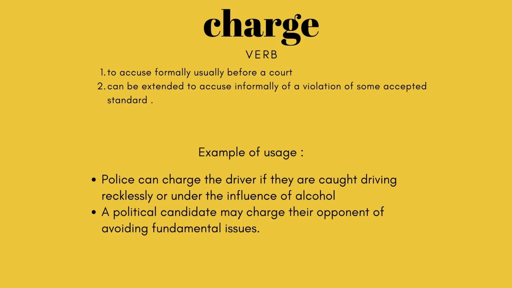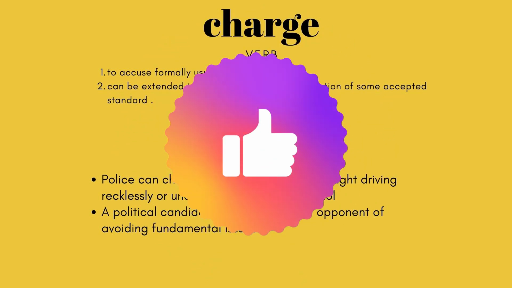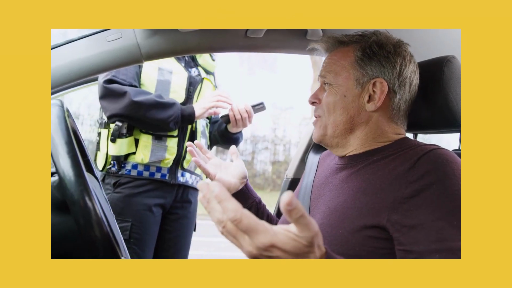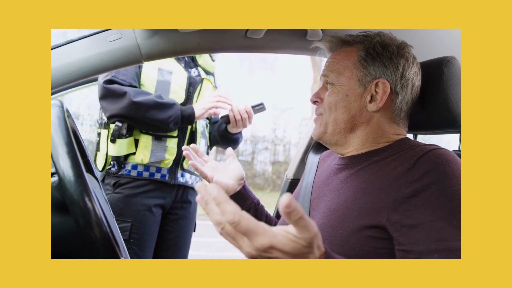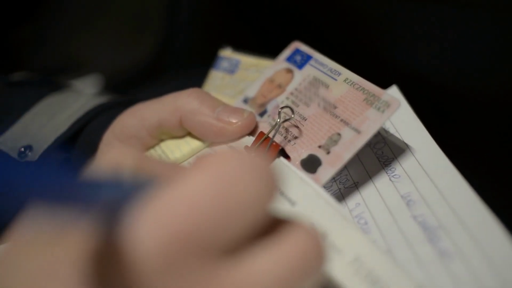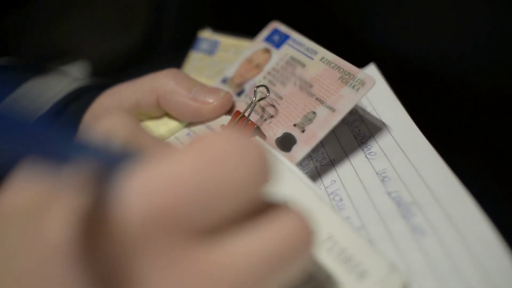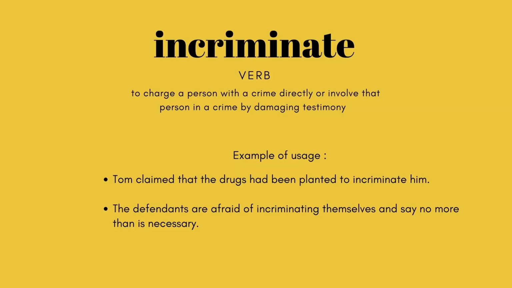The next word on our list is charge. To charge in the context of declaring a person to be guilty is a verb that means to accuse formally, usually before a court. By extension, the verb charge would mean to accuse informally of a violation of some accepted standard. For example, police can charge the driver if they are found driving recklessly or under the influence of alcohol. Here, this is a formal charge where some court of law could be involved.